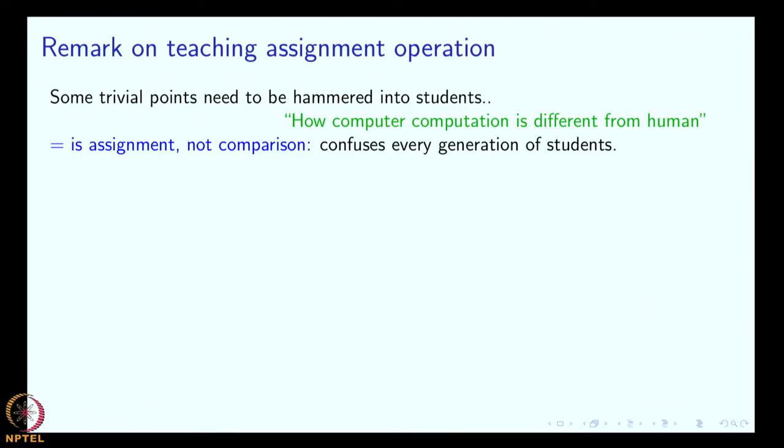And this confuses every student who learns programming. Or maybe it doesn't confuse a few lucky students, but most students will get confused. Most students will write equality somewhere in their program to mean checking for equality rather than assignment, and that will make their program make a mistake.